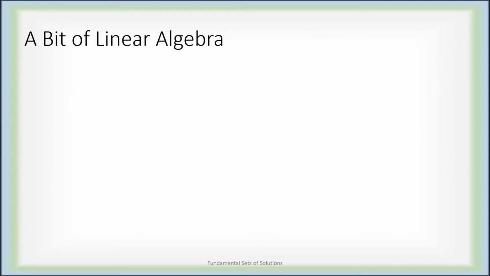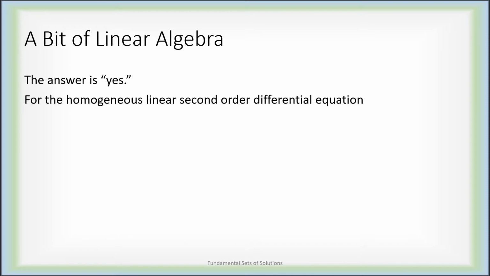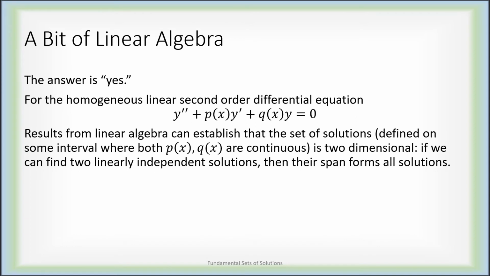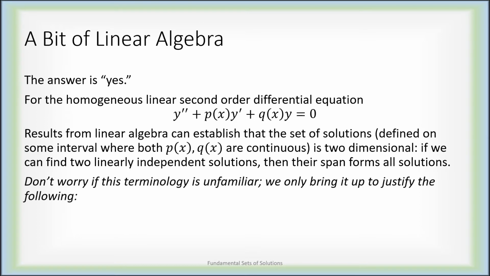Well, we have to do a bit of linear algebra to justify a few things. The answer, fortunately, is yes, there is a similar simplification. For the homogeneous linear second-order differential equation in our standard form, linear algebra can help justify that the set of solutions defined on some interval where all of the coefficient functions p and q are continuous is two-dimensional. If we can find two solutions that are linearly independent, then their span forms the set of all possible solutions. Don't worry if this linear algebra terminology is unfamiliar.